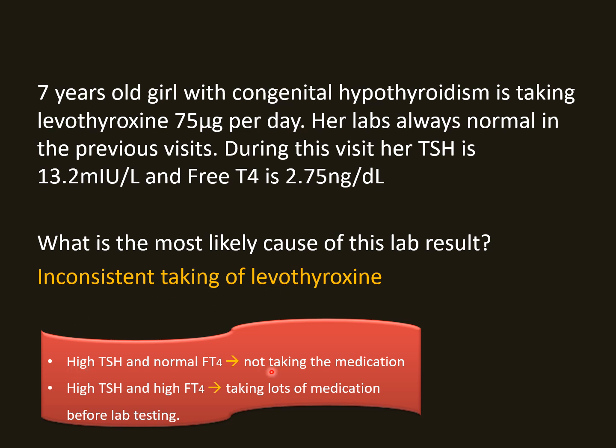So in this case, if you have high TSH with normal free T4, this means that the patient is not taking the medication. If you have high TSH with high free T4, this patient is taking lots of medication before the lab testing. This is the explanation of this case. This is common in the board, so know it by heart.